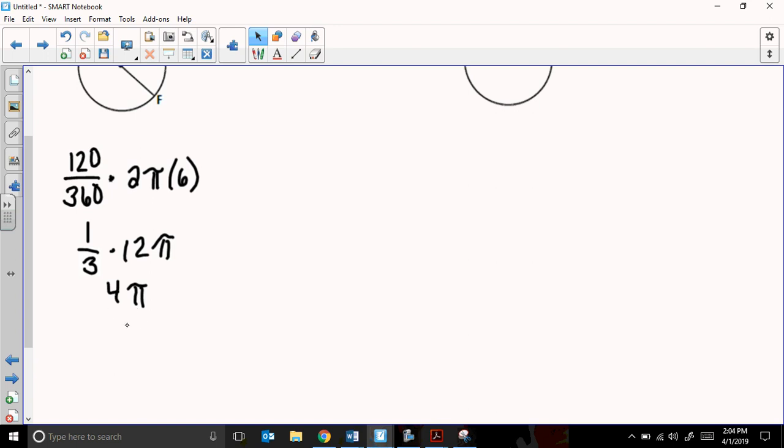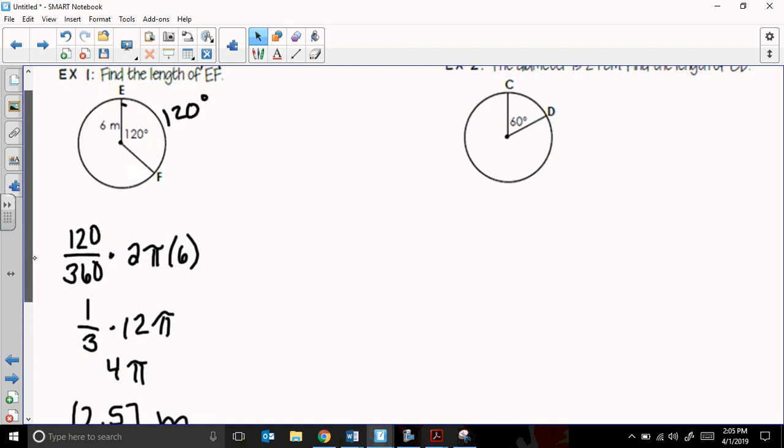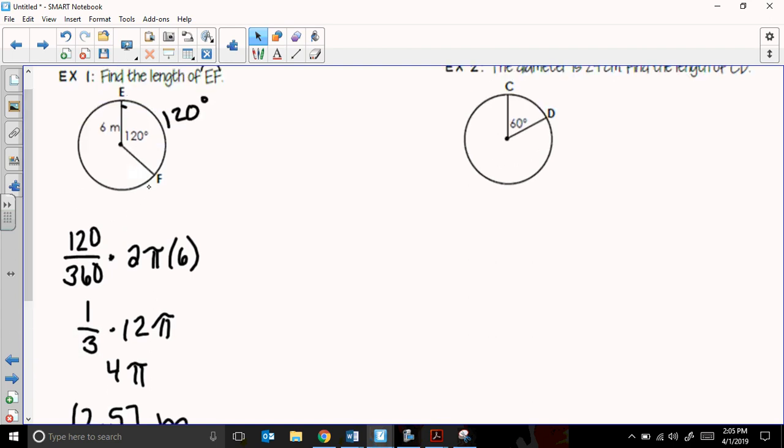And then if you needed to change it to a decimal, you would just put 4 times pi in the calculator, and you would get about 12.57. And we'll say that's meters. So that means EF is about 12.57 meters long. But that doesn't mean the degree of this arc is 120 degrees. So make sure you understand there's a difference there.